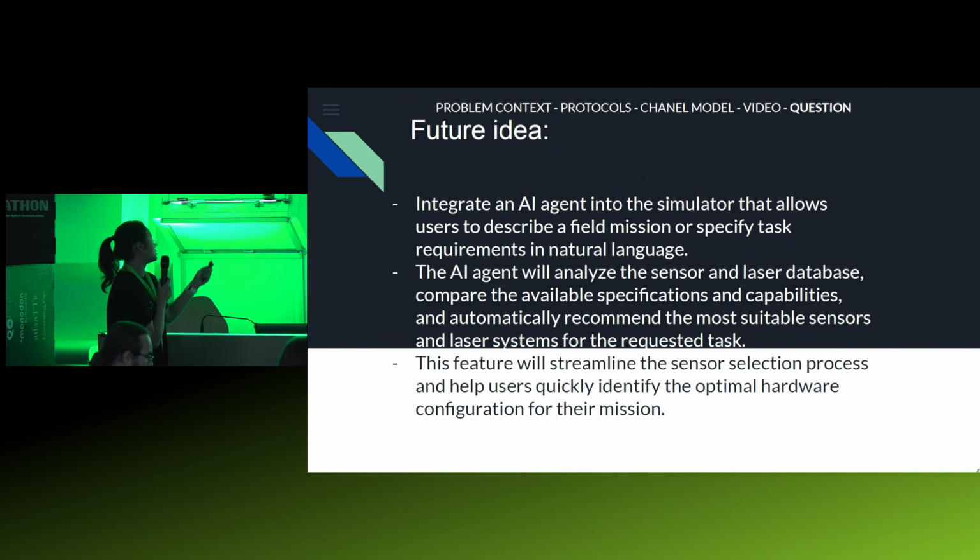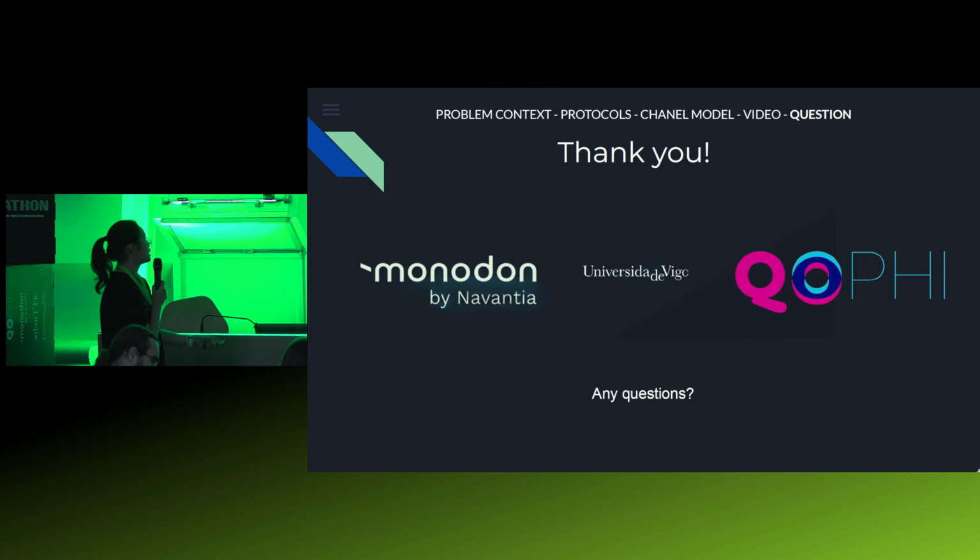As they say, the AI agents will analyze the sensor and laser database, and compare the available specifications and capabilities. Our team thinks that this feature will streamline the sensor selection process and help users quickly identify the optical hardware configuration for their mission according to their needs.